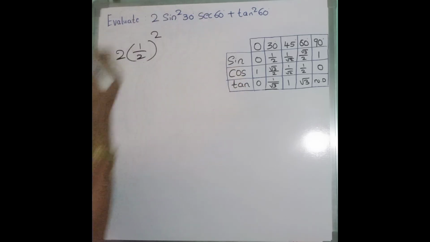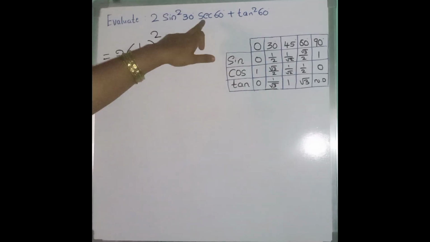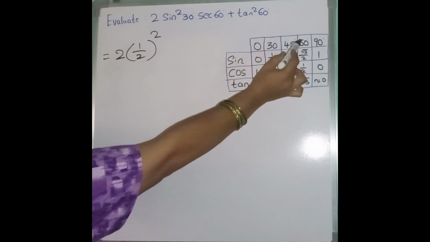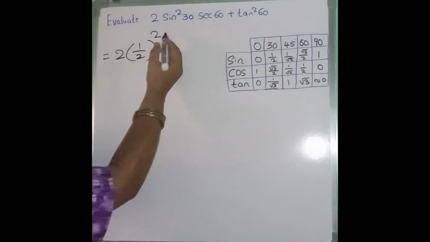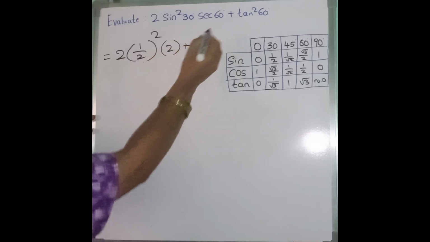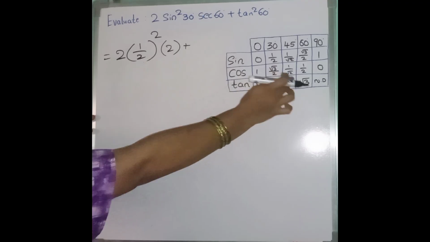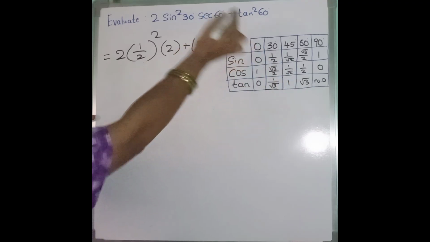Into secant 60 degree. Secant is a reciprocal of cos, right? That means cos 60 degree is 1 by 2, so secant of 60 degree is 2 divided by 1, that is 2. Plus tan square of 60 degree. Tan 60 degree is root 3, and it is squared.